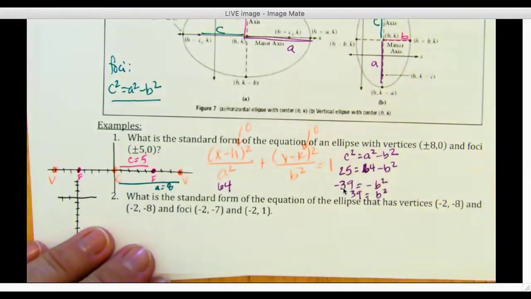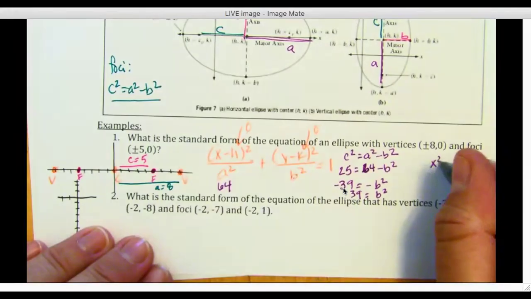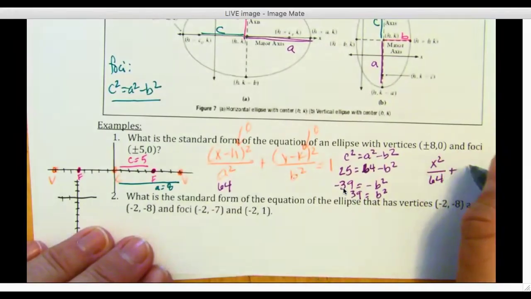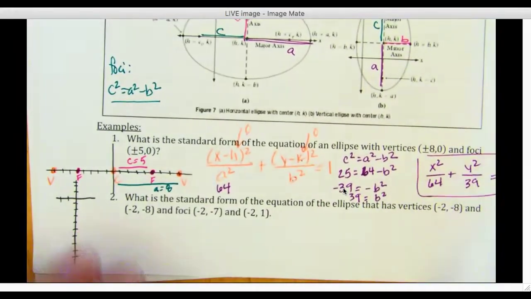And I actually don't need to find b. I need b squared. So my answer then, h is 0, so I can just write x squared over 64 plus y squared, because k is also 0, over 39 equals 1, is the equation of my ellipse.